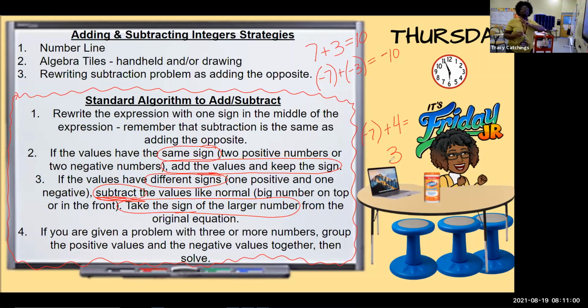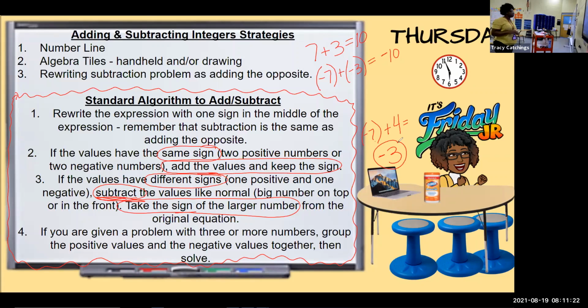Then I would go back and ask myself, which is the largest number? And in this problem, 7 is greater than 4. And 7 is negative. So that means the answer of 3 would also be negative. So that's what it means when it says if the signs are different. So if same signs, we add and keep the sign. Different signs, we subtract and take the sign of the larger number.